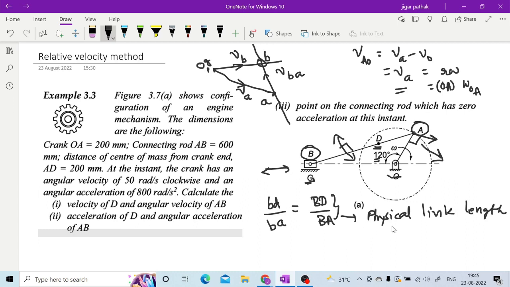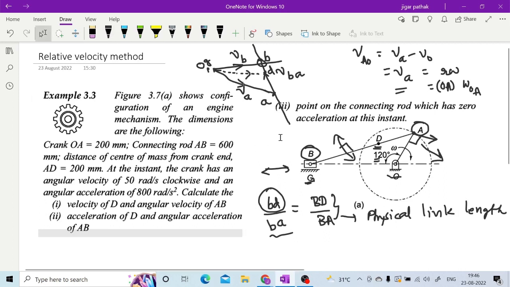As this is physical link length, you are having this BD, and now you want to calculate this BD because you want to locate point D on your velocity diagram. BA is already with you from the drawn geometry, and physical link lengths are with you. So once you do all this calculation, you can have your point D on this line BA, and once you have that point D, you can also draw it from this fixed link in order to get the idea how this D is moving. So this is how you can have this velocity diagram.